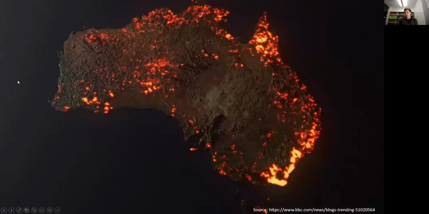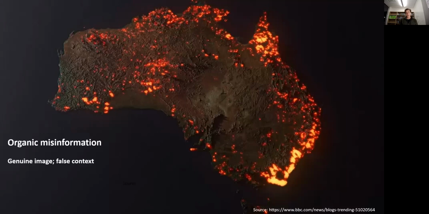Here's an example from the Australian bushfires, an image which went viral around the world, really, which was purported to show the extent of the bushfires burning in Australia at the end of 2019 and beginning of 2020. As it turned out, this was actually, I think, a month's worth of bushfire data. It's obviously not a satellite image, even though it's made to look like a satellite image. It's actually a generated image using data about the location of bushfires over an extended period of time, which I think was a month.